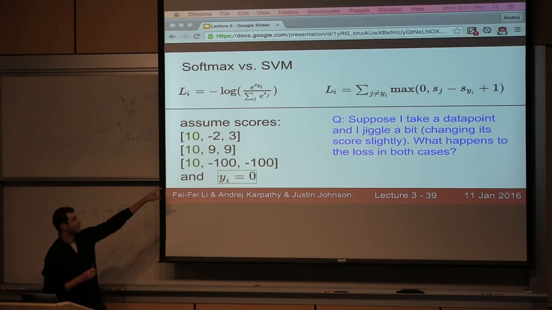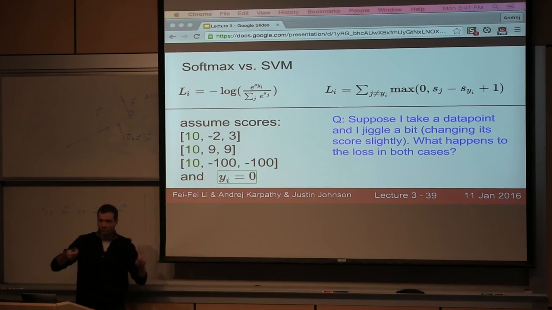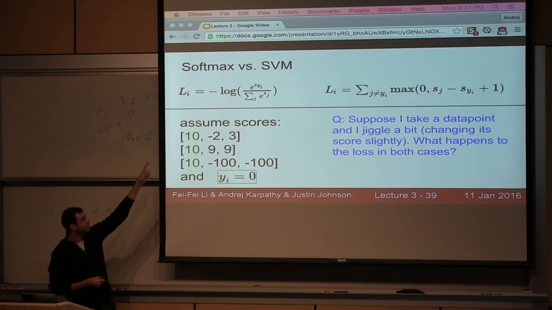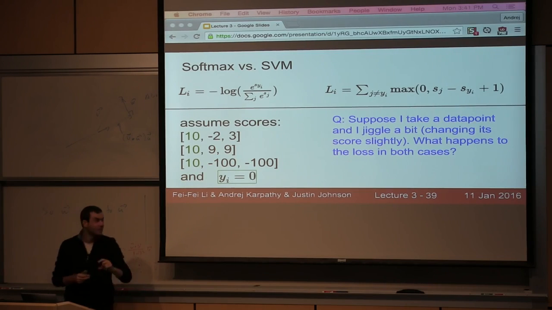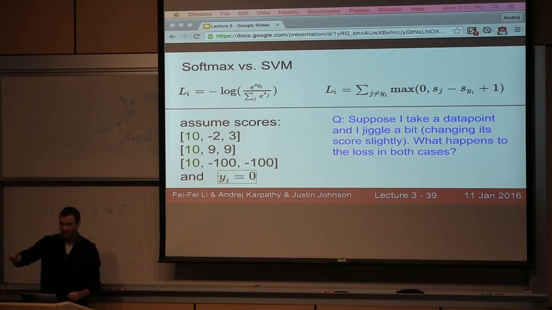SVM remains the same, correct. And why is that? It's because the margin was met by a huge amount. So there's this added robustness. When I take this data point and shake it around, the SVM is already very happy because the margins were met. We desire a margin of 1, and here we have a margin of 109. So basically there's a huge amount of margin.